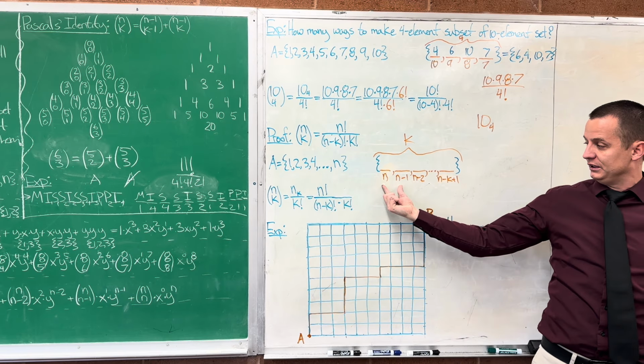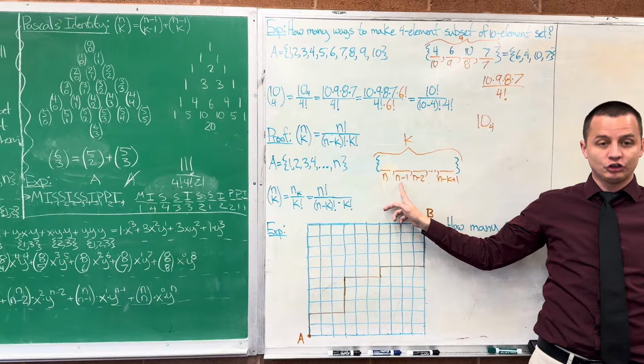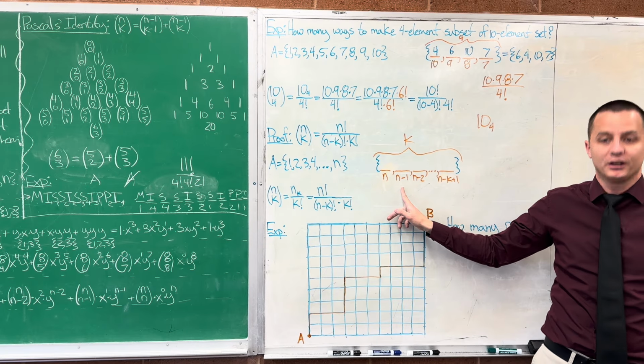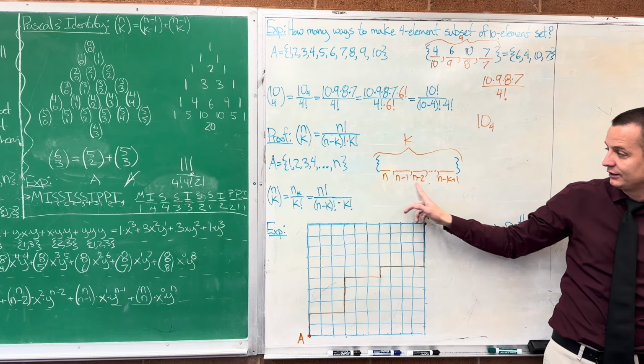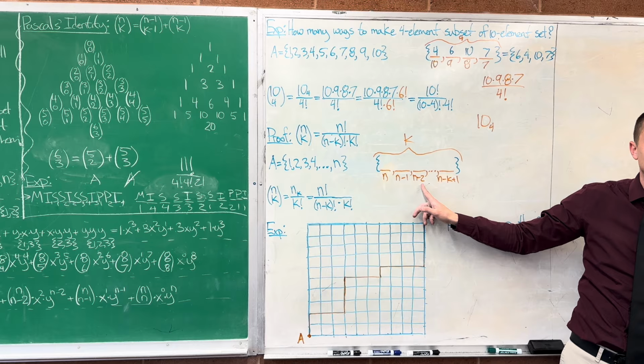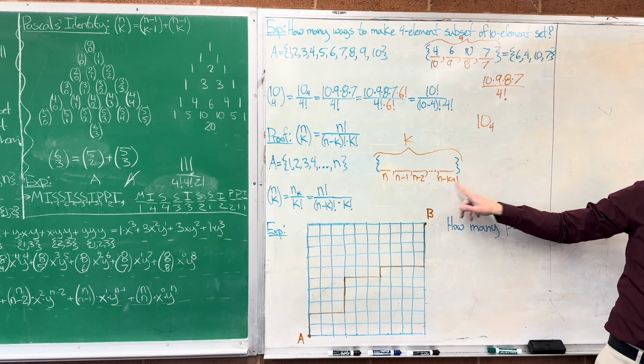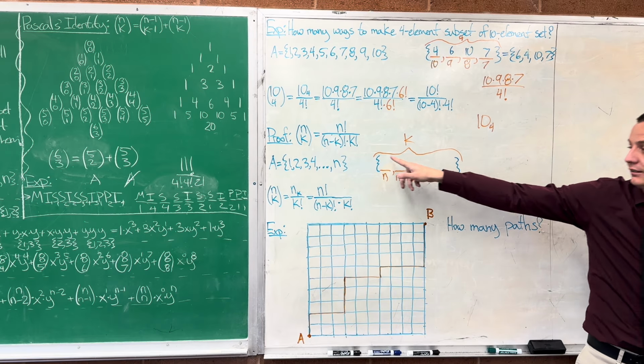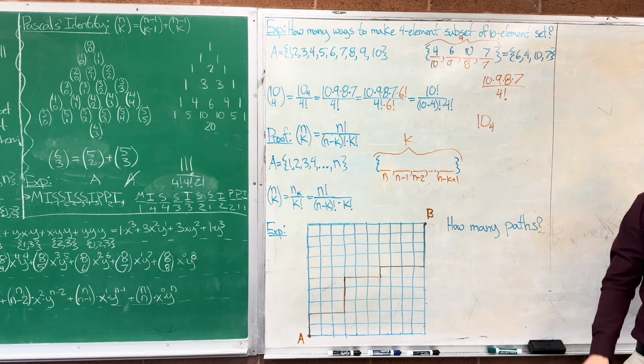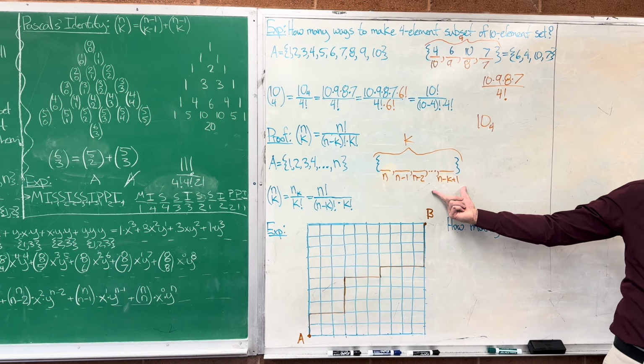So if we had a 2 element set, then it wouldn't be n minus 2 for our last element, it would be n minus 2 plus 1. If we had a 3 element set, it wouldn't be n minus 3 for our last element, it would be n minus 3 plus 1, or n minus 2. So n minus k plus 1, where k is how many choices, how big the set is. Okay, does that make sense?